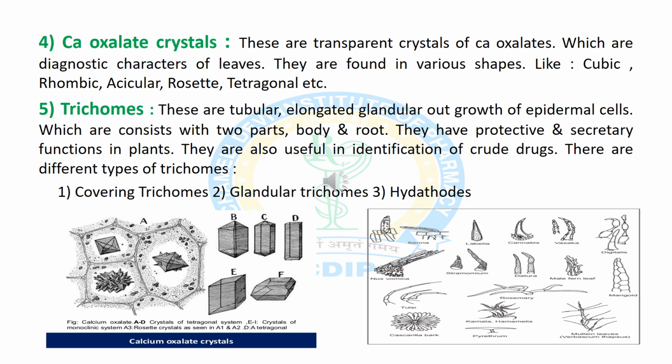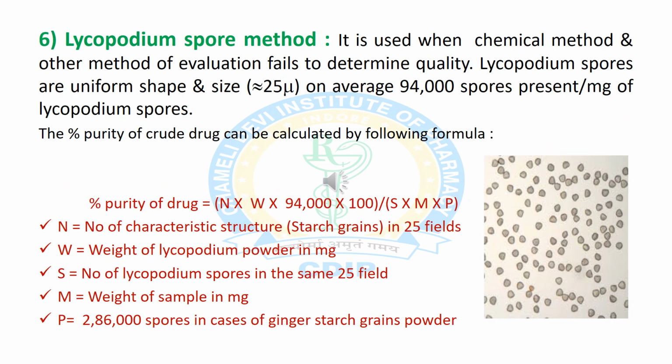There are different types of trichomes. First is covering trichomes, second is glandular, and third is hydathodes. Last method for microscopic evaluation of crude drug is Lycopodium spore method. It is one type of quantitative microscopy. It is used when chemical method and other methods of evaluation fail to determine the quality of crude drugs. Lycopodium spores are uniform in shape and size, about 25 micron, and on average 94,000 spores are present in 1 milligram of Lycopodium spore powder.